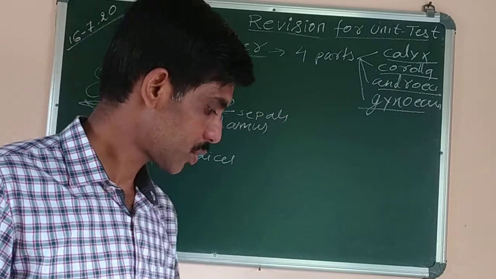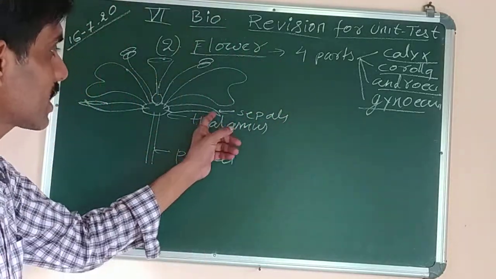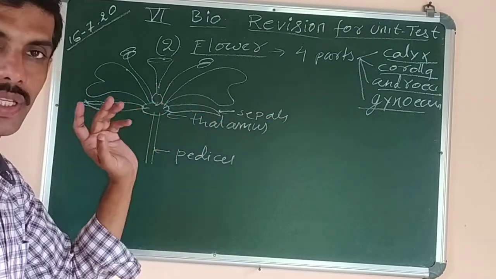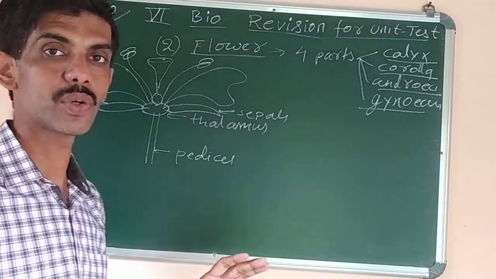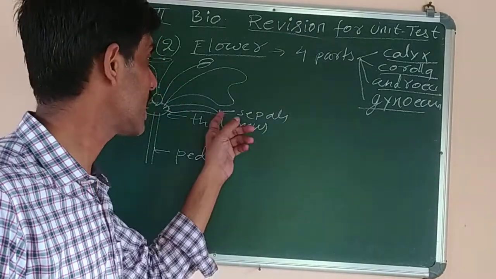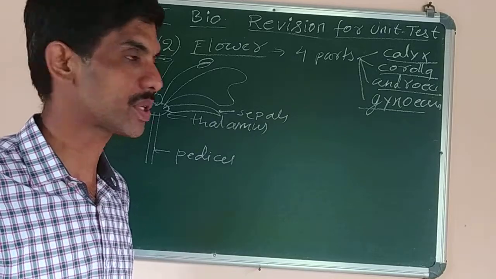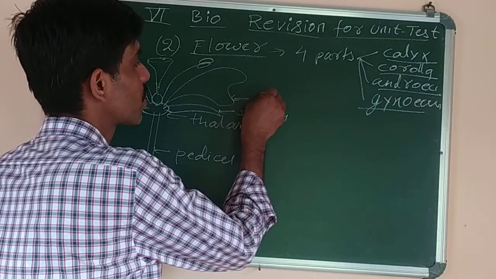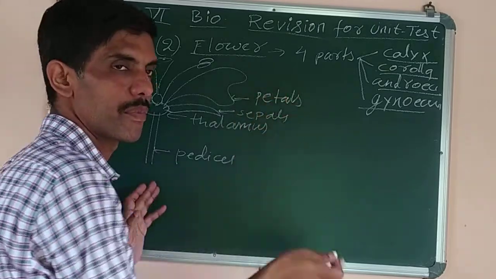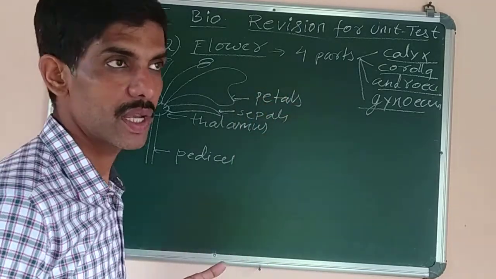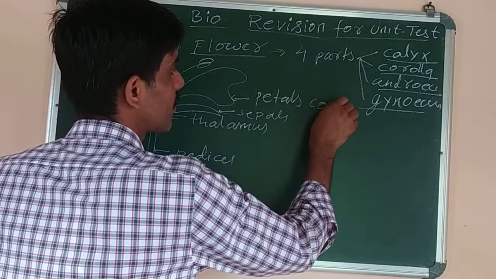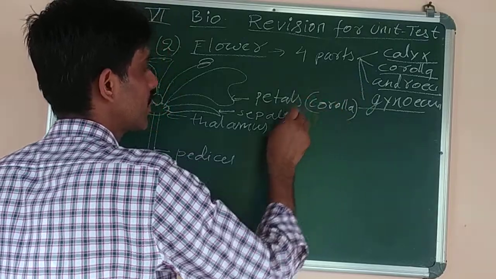Next we have to study the function of calyx. Calyx is made up of small green leaf-like structures called sepals. Its function is to provide protection to the inner parts of the flower, and because it is green in color, it also carries out photosynthesis. The function of the corolla, that is petals: what are petals? They are the colorful leaves of the corolla. They attract insects for pollination because they are of different colors.